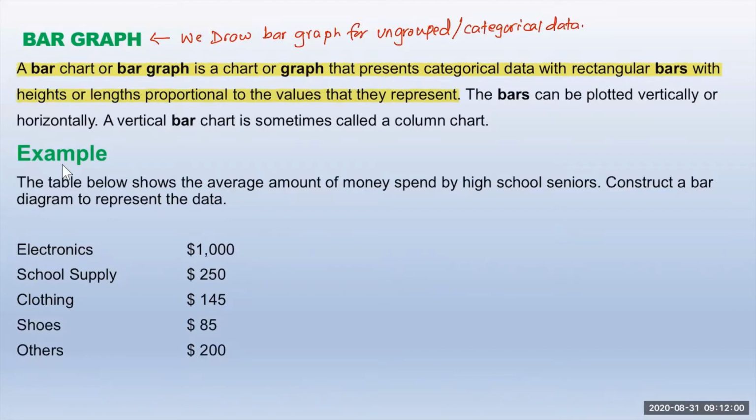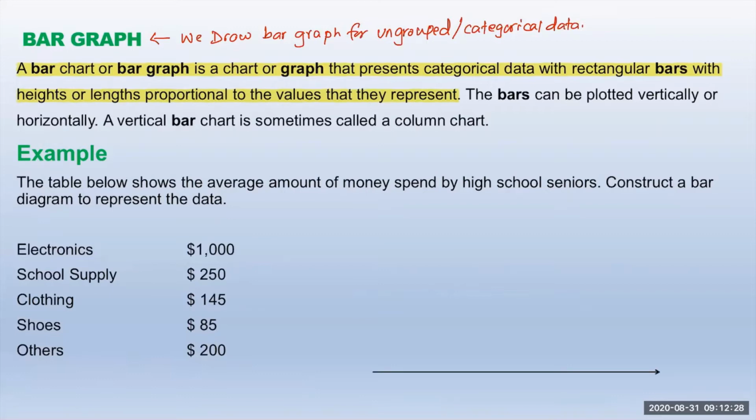Now, here is the example. The table below shows the average amount of money spent by high school seniors. We have to construct the bar diagram to represent this data. You have the categorical data. You can see electronics, school supply, clothing, shoes, and other items. And here you have the amount they spend. So along the x-axis, we are going to have these categories. So let's draw the x-axis and represent those categories.